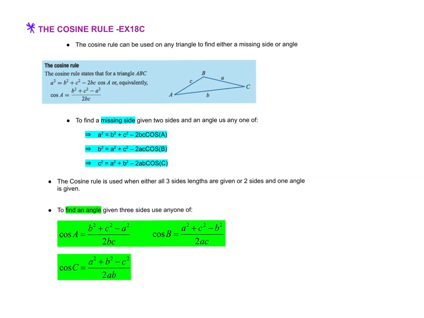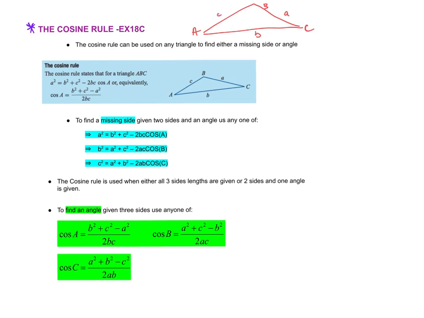Okay, so now we're going to look at the cosine rule. The cosine rule can be used on any triangle, so it doesn't have to be a right-angled triangle. And once again, we label it the same way, where we label a capital letter for the angles and the sides opposite become the little letters.